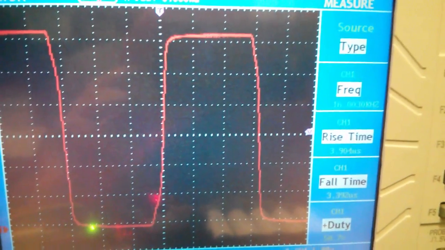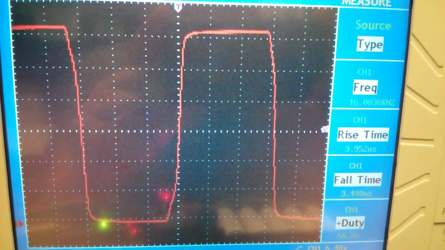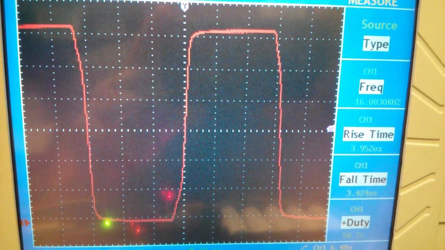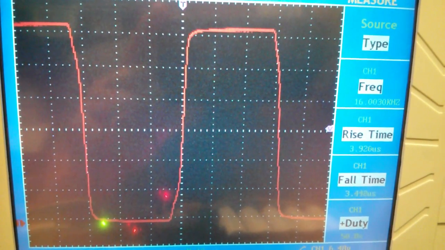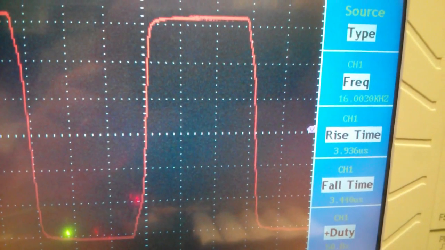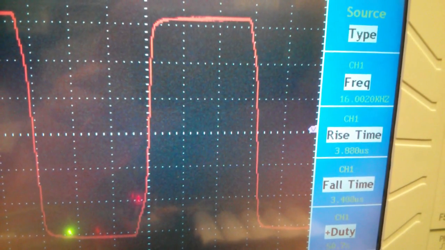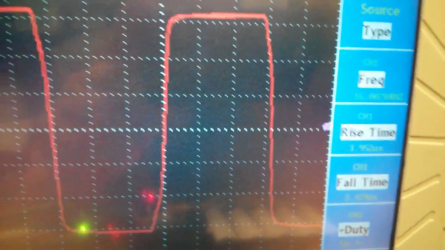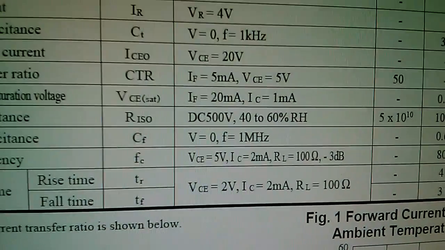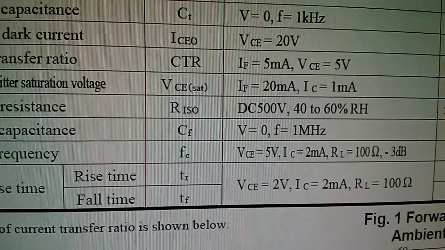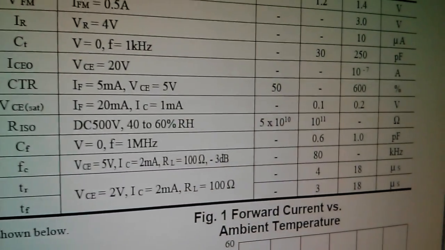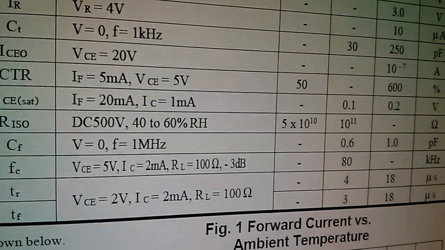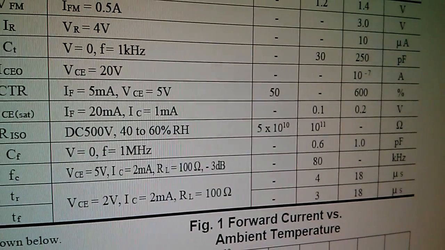So you can see there on the right hand side, 16 kilohertz frequency, and then at the bottom, duty is currently 50%. Now we're getting a rise time of 3.9 microseconds and a fall time of about 3.4 microseconds. Now that ties up quite closely with the data sheet. There we've got rise time and fall time, and the numbers are 4 microseconds for rise, 3 microseconds for fall. So I've got virtually identical figures.